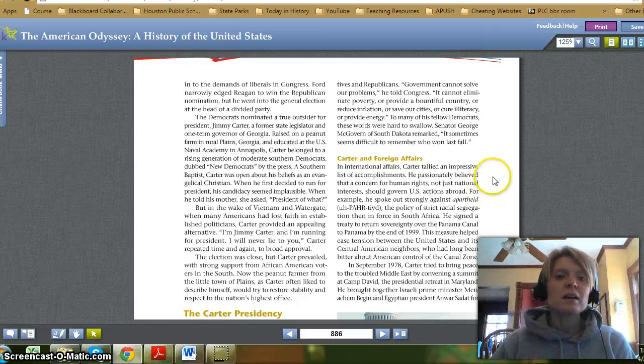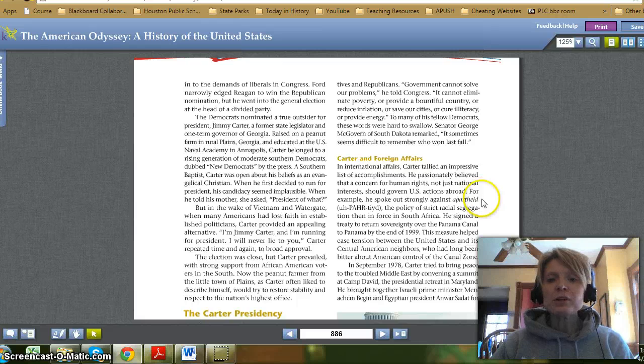Carter in foreign affairs. In international affairs, Carter tallied an impressive list of accomplishments. He passionately believed that a concern for human rights, not just national interests, should govern U.S. actions abroad. For example, he spoke out strongly against apartheid, the policy of strict racial segregation then enforced in South Africa. He signed a treaty to return sovereignty over the Panama Canal to Panama by the end of 1999. This measure helped ease tension between the United States and its Central American neighbors, who had long been bitter about American control of the Canal Zone.